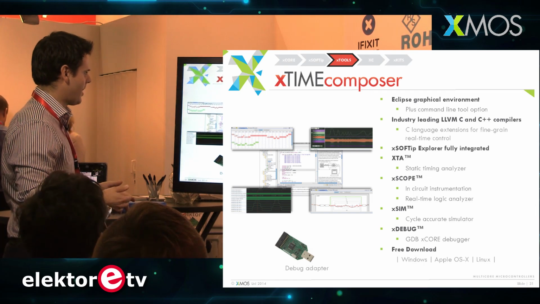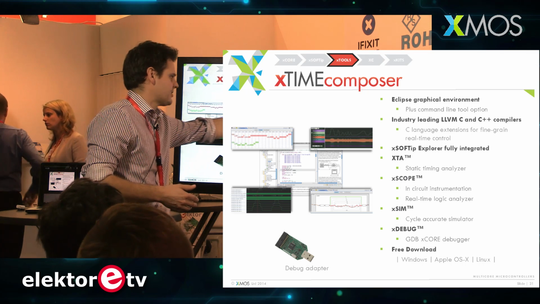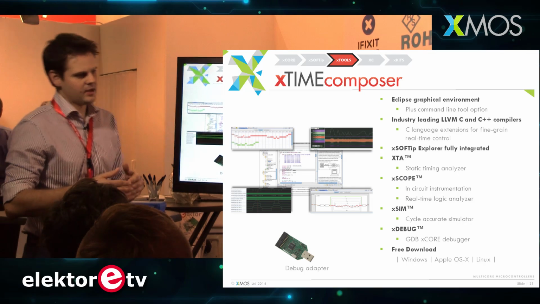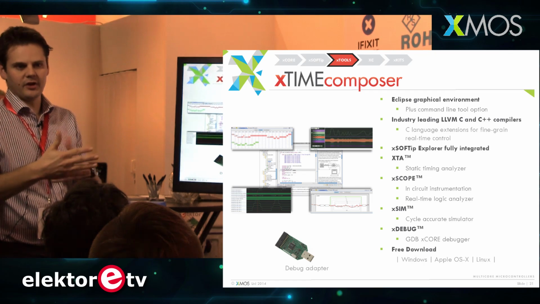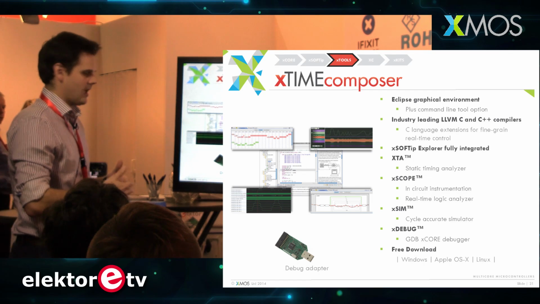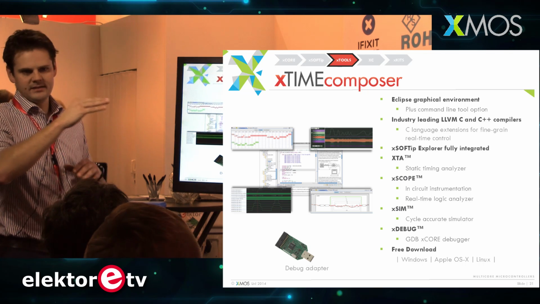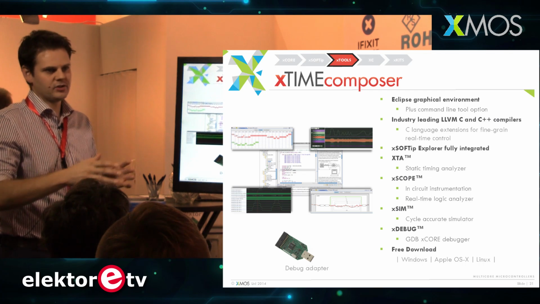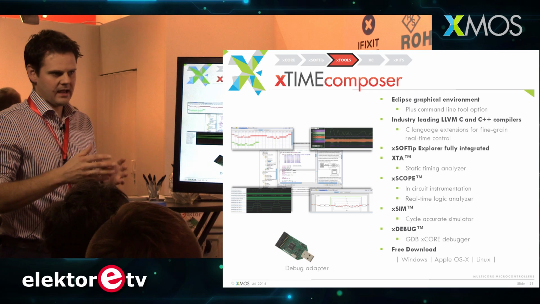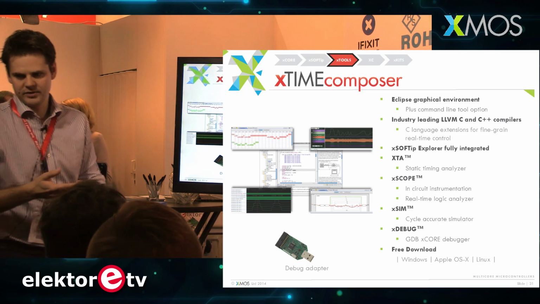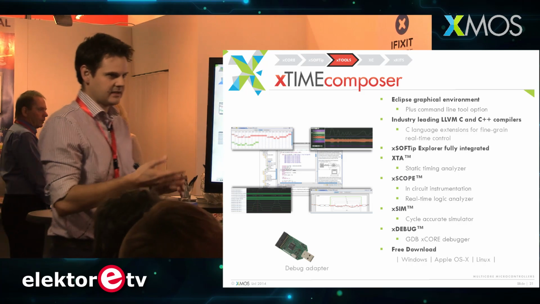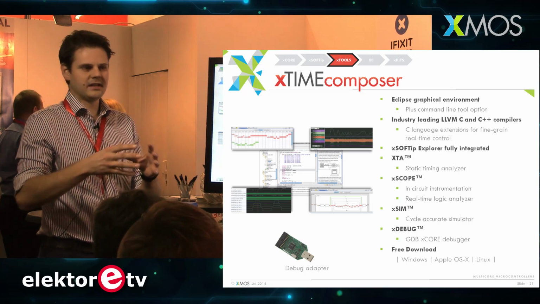We've spoken about the compilers. So we have xSOFTip Explorer. Now this is the way we present the xSOFTip to you. It allows you to see what IP is available and also see what resources it consumes, like the number of cores, for instance, the amount of memory it takes. These are important factors when you're pulling together your design.